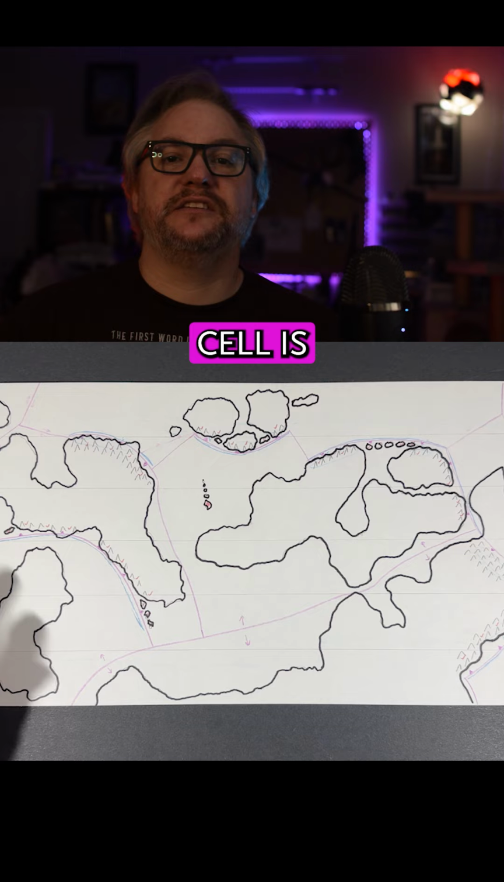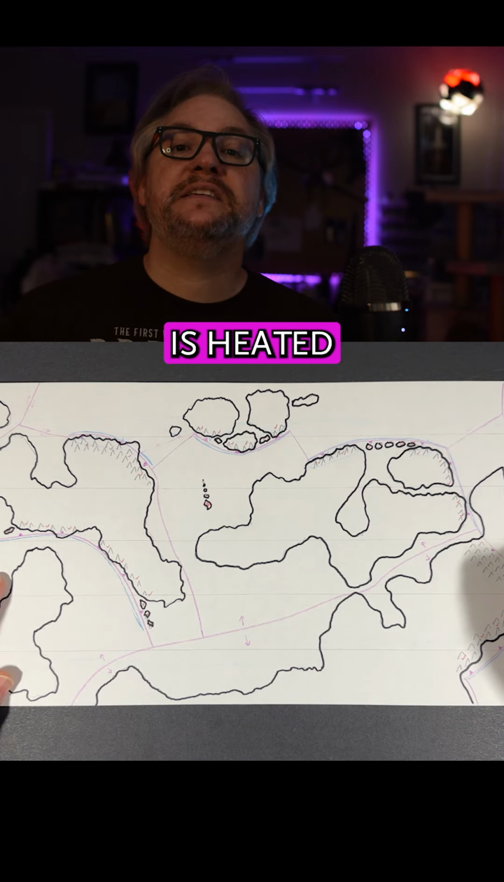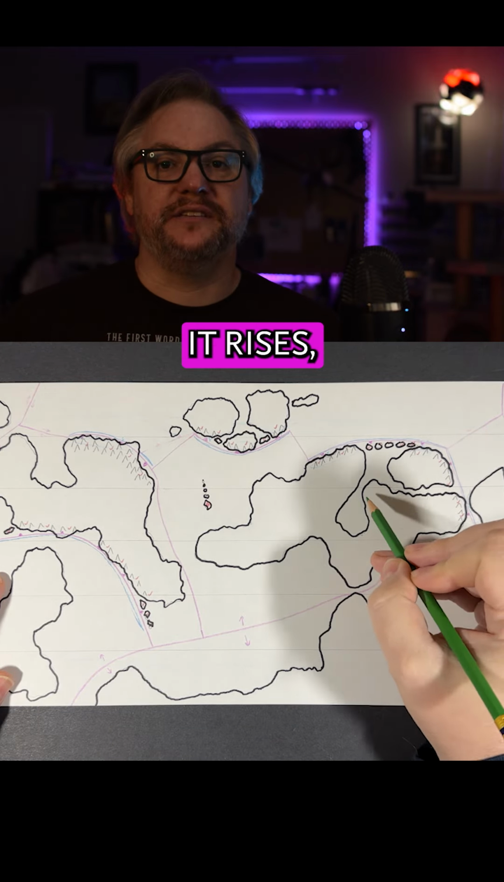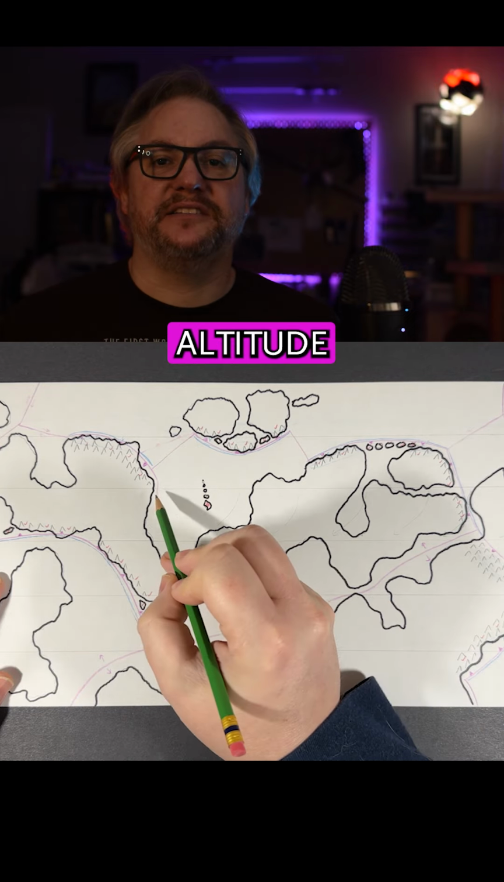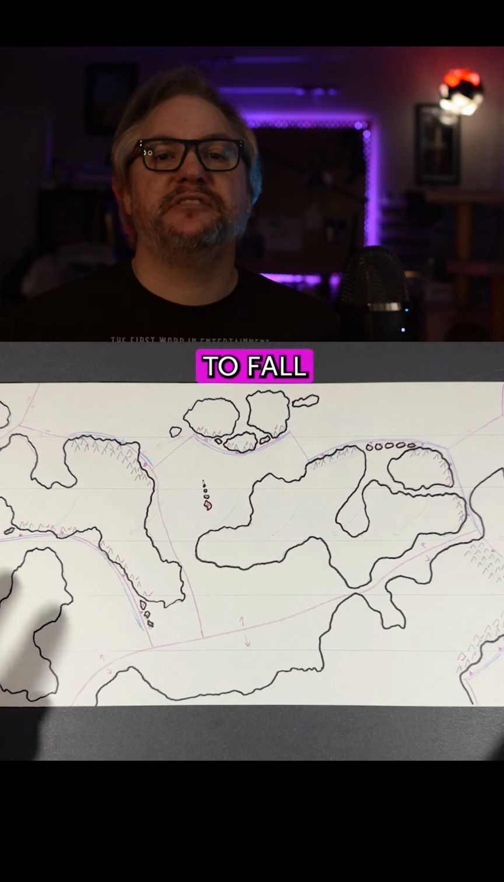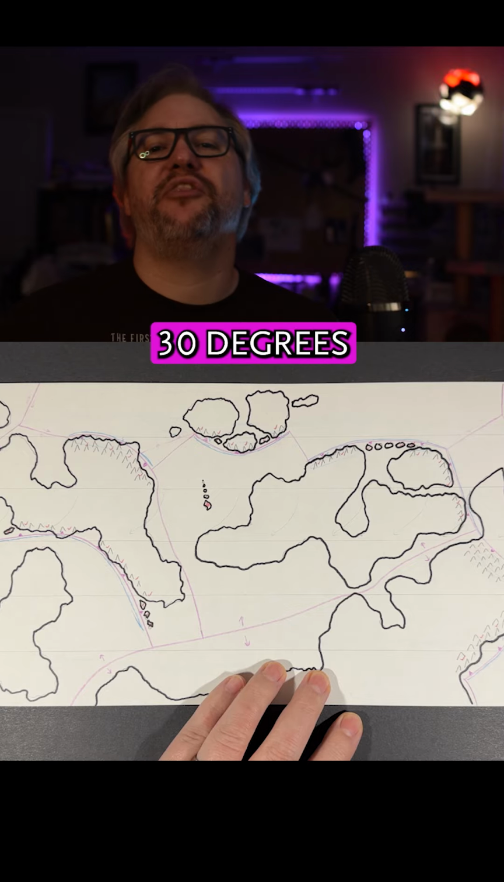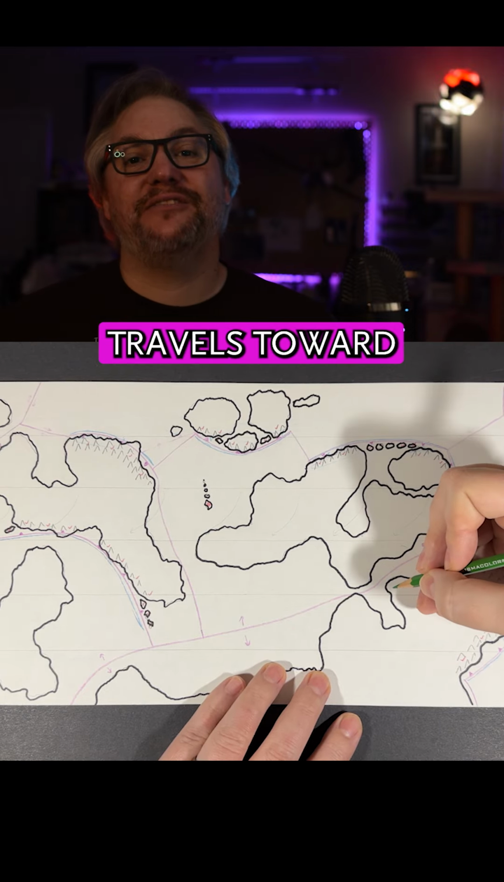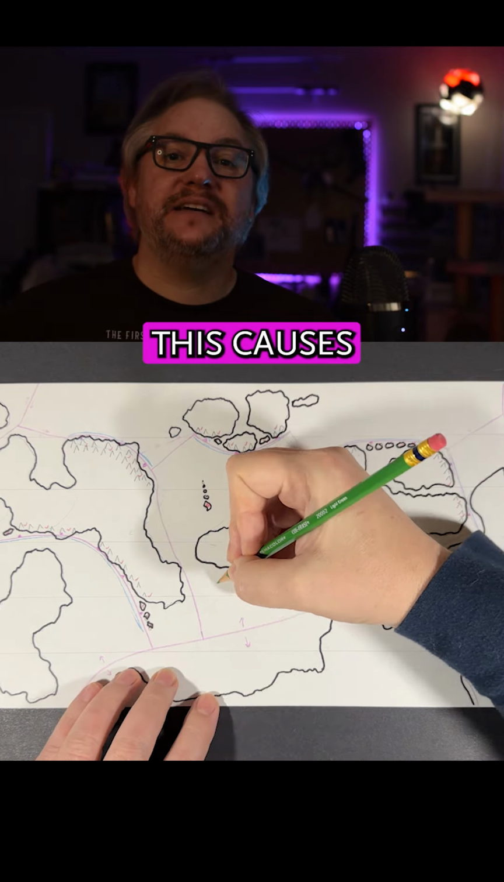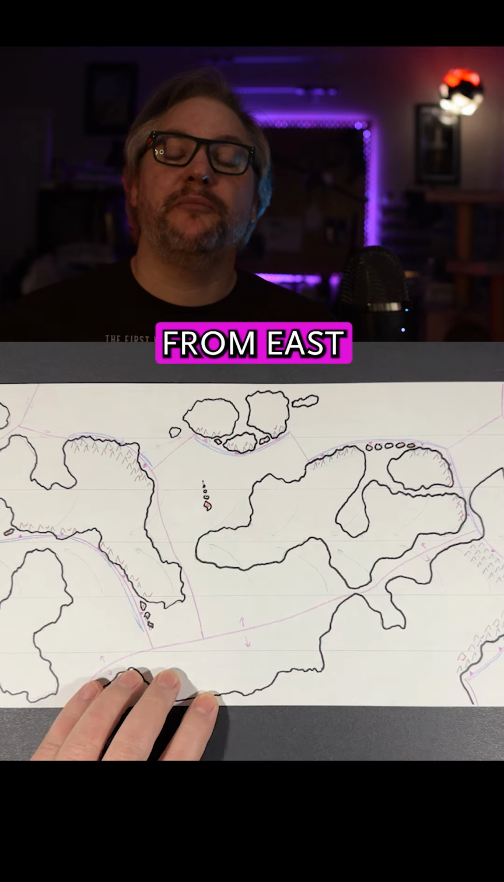The Hadley cell is closest to the equator, and as air is heated by the sun, it rises, moves toward the poles at a high altitude, and finally cools enough to fall back to the ground at about 30 degrees north or south. Then it travels toward the equator at ground level. This causes the trade winds, which blow from east to west.